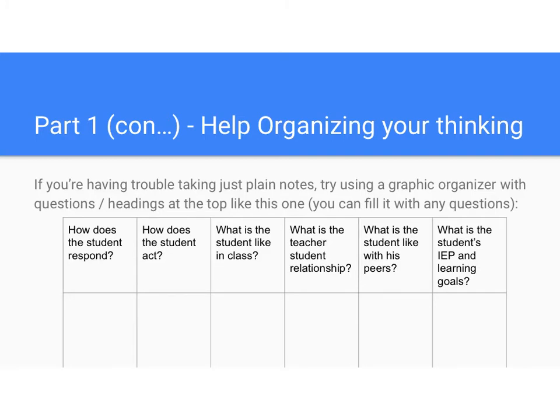How does the student respond? So when the teacher is dealing with the student with an IEP, how does that student respond? How does the student act? So when the teacher is not talking to them, what are they actually doing? What is the student like in class? What are their behaviors? Look at the 5 senses, or use your 5 senses. Mostly seeing, but what do they do? What does the student do? What is the teacher-student relationship? And what is the student like with his peers? Those are 2 very different things. And then finally, to answer number 4, what is the student's IEP and learning goals?